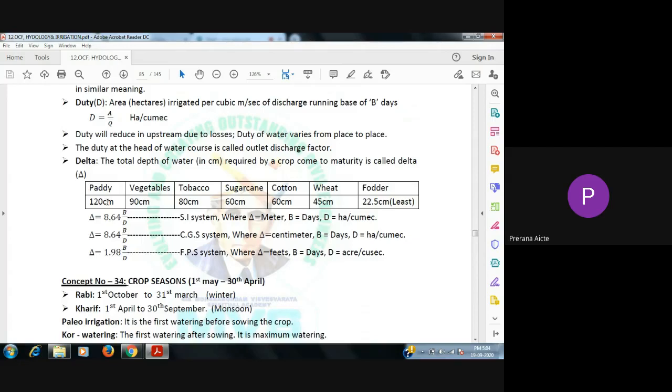So duty will reduce upstream due to losses. Due to the losses, duty will be more at the tail ends. So duty of water varies from place to place. The duty at the head of the water course is called outlet discharge factor.